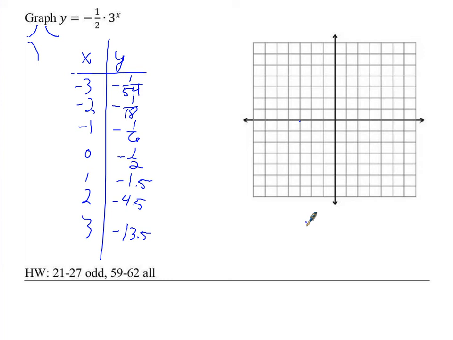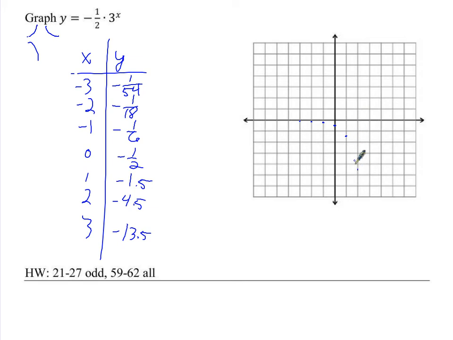Then negative 2, negative 1/18. So maybe just a little bit farther down than the last one. Negative 1, negative 1/6. Barely lower than the last one. Then 0, negative 1/2. I can do that. That's easy. And then 1, negative 1.5. Also easy. 2, negative 4.5, 1, 2, 3, 4.5 is right there.